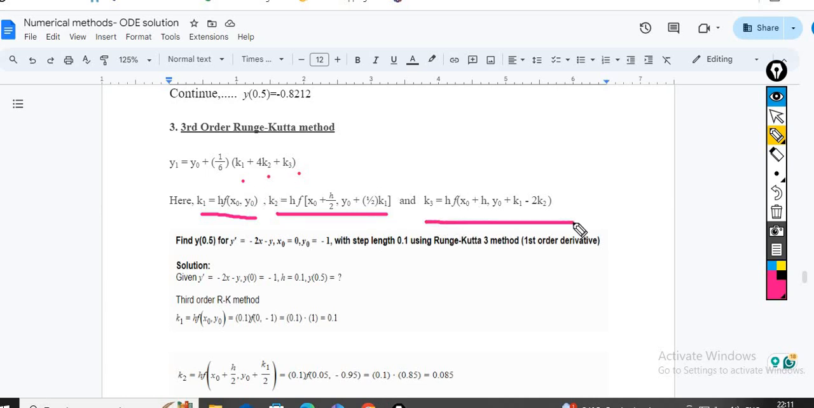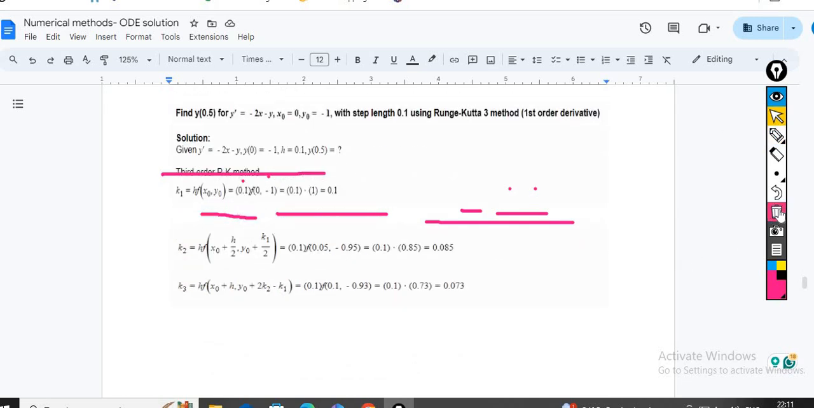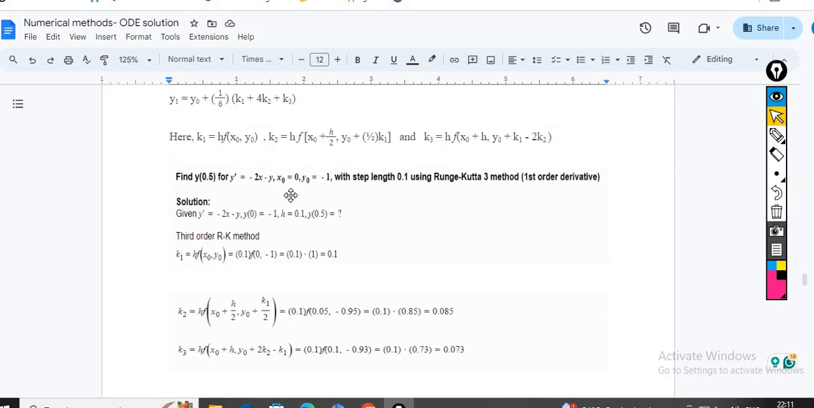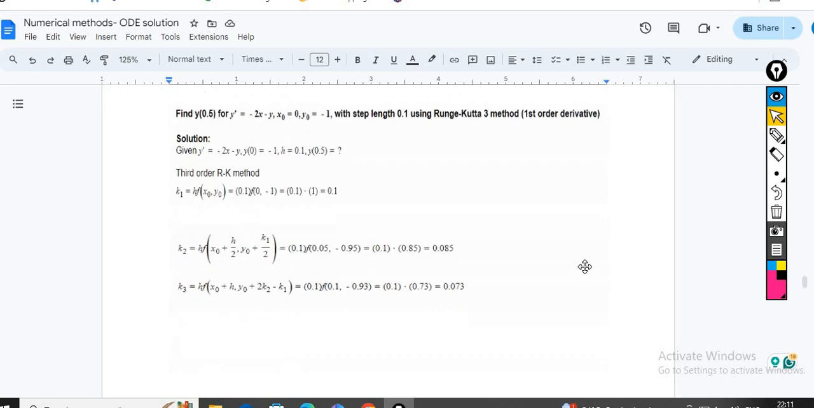And what is K3? Now see, K3 is h into f of x0 plus h, and the y value is given as y0 plus K1 minus 2K2. So you know K1 and K2, put this back in this formula. Now in the same way you can calculate the value of y in this case. Consider the same problem, minus 2x minus y, where x is 0 initially and y is minus 1, and h is 0.1. Put these values, calculate.